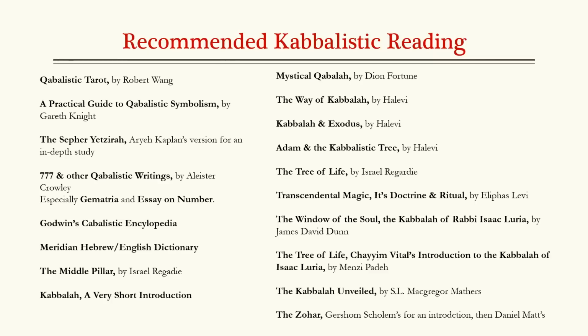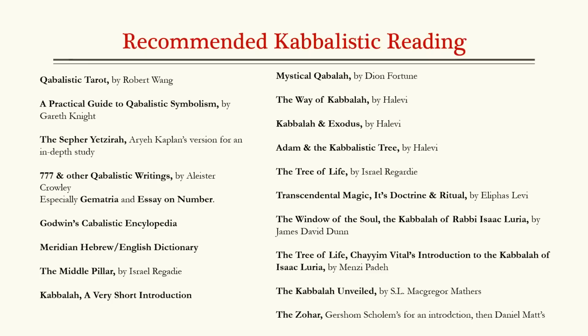Qabalah: A Very Short Introduction is a short book by a guy named Dan. That's his last name. I don't remember his first name. It's just a general good one, kind of like Mystical Kabbalah. Now, after I think you read that side, you're ready for the deeper stuff. You're ready for Halevi, Kosher Kabbalist, The Way of the Kabbalah, Kabbalah and Exodus. That's a book in which he goes through everything in Exodus and applies it to the Tree of Life in 4 worlds. And you start to see how you can use the 4 worlds.